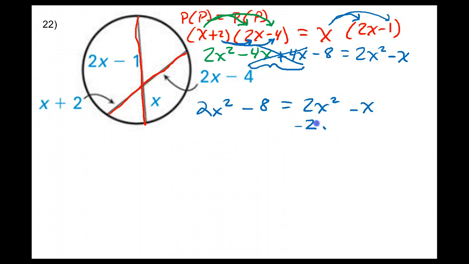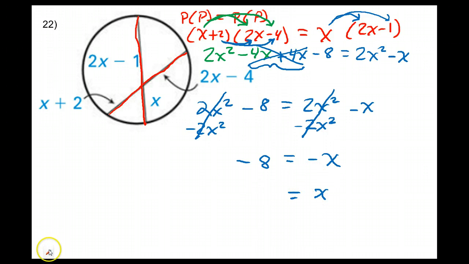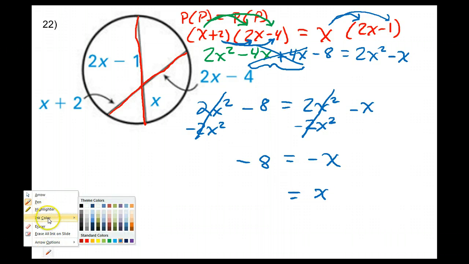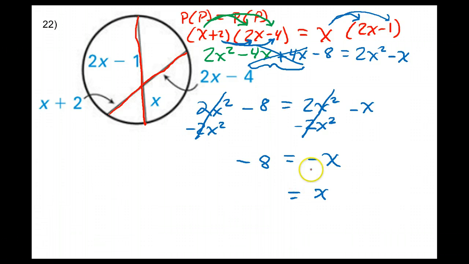Now, normally we would subtract 2x squared from both sides to get these terms together. But once again, they both cancel out. Everything's gone. So that's just going to leave us with negative 8 is equal to negative x. So if I want a regular old positive x, technically, I'm dividing by negative 1. So if we divide both sides by negative 1, we get x equals positive 8.